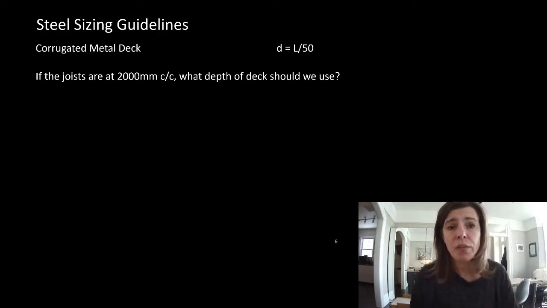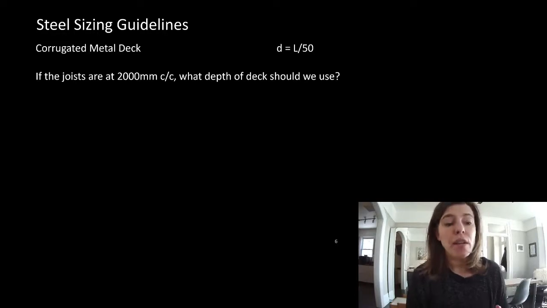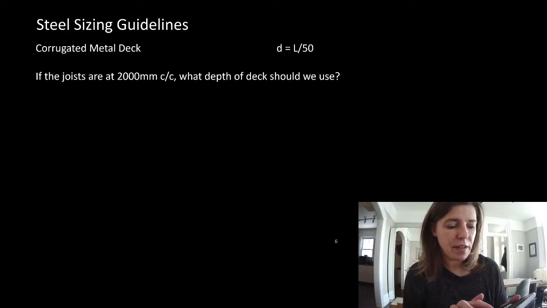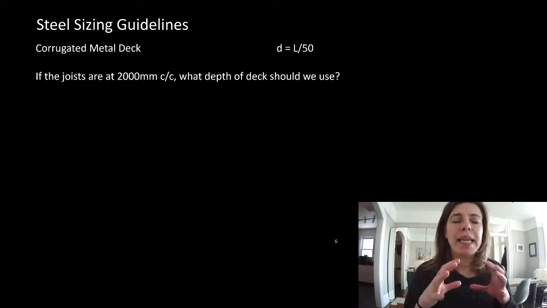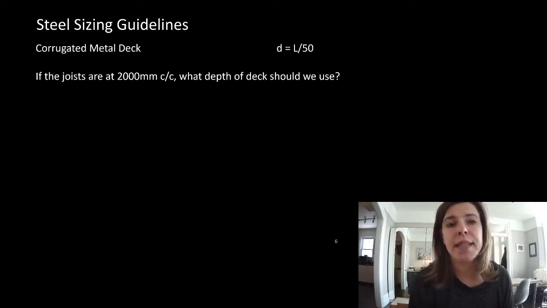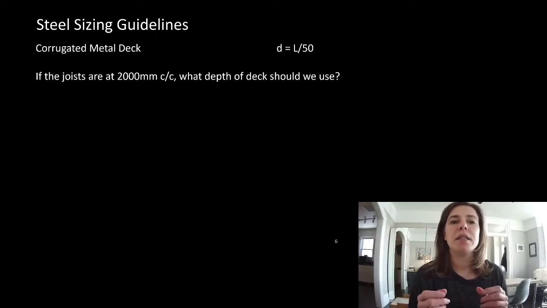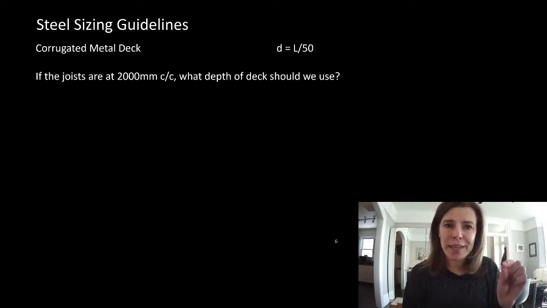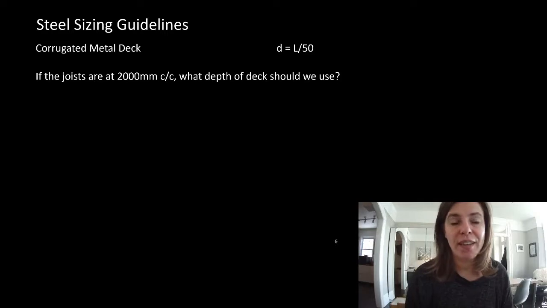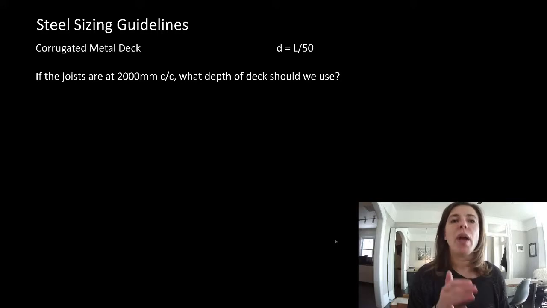So they've told us it's 2 meters apart, and our sizing guideline is 50. So 2,000 divided by 50, 40 millimeters. Now, we don't normally like to pick a size lower than what our sizing guideline says, because that means we might not be picking a big enough member as a placeholder. But I'm going to tell you that 2 millimeters in this example is just fine. I wouldn't go more than 2 millimeters off, but this is just ubiquitous that we often say that our metal deck can span 2 meters.